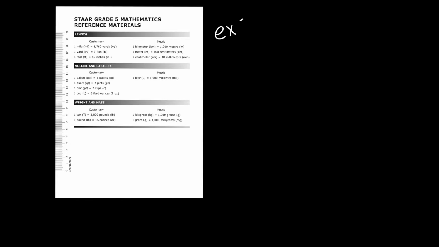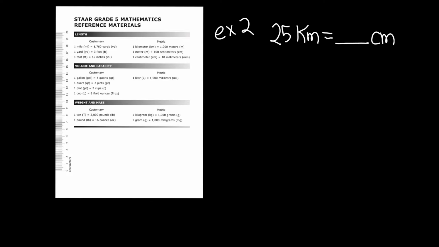Example number 2. I'm going to try and convert 25 kilometers, and I want to know how many centimeters it is equal to. So I look at my reference charts. I have kilometers right here, and I have centimeters down here. I do not have kilometers with centimeters in the same row. That means this is a two-step conversion.